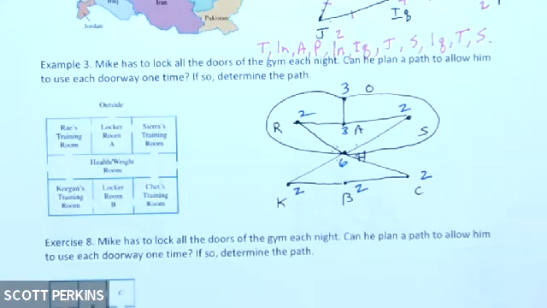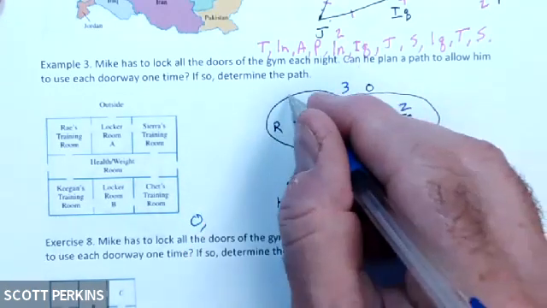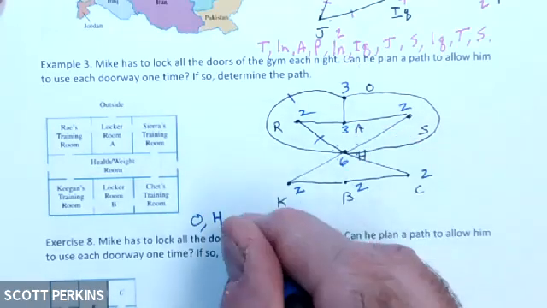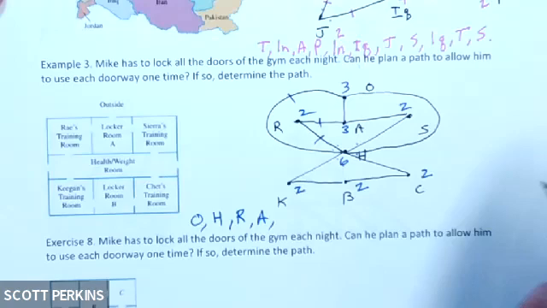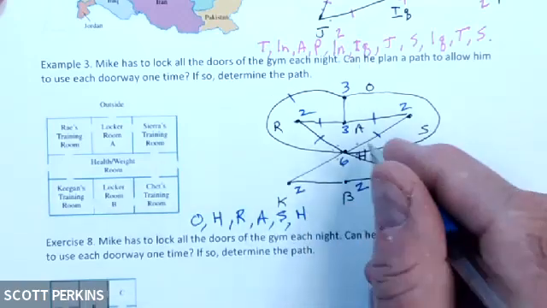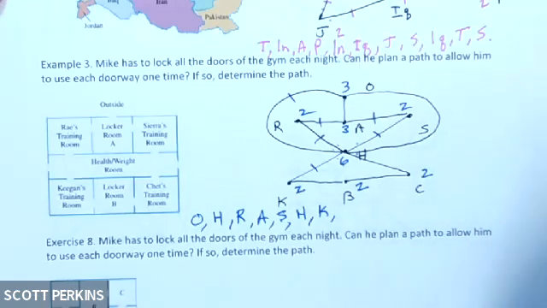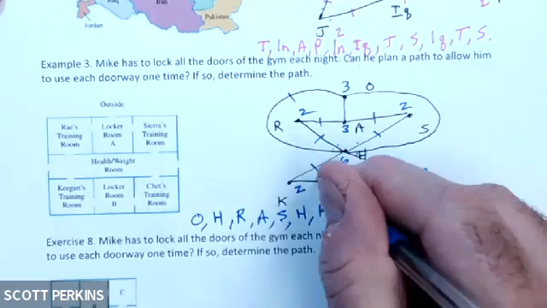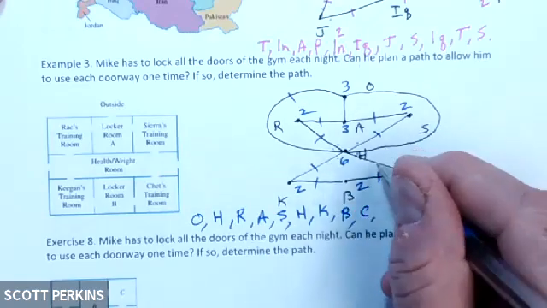So here we go. Doesn't matter where we start. I'm going to start outside just for kicks. And so from outside, I'm going to go into the health room. And then from the health room, I'm going to go up to Ray's. Ray's, go over to A. From A, I'm going to go over to Sierra's. Back into the health room. Down into Keegan's. And you probably have a different path because once you pick one of those two to start with, there's probably dozens of ways you can go around this and go through every one of these edges. So if you have one that looks a little different than mine, that is the most likely scenario.